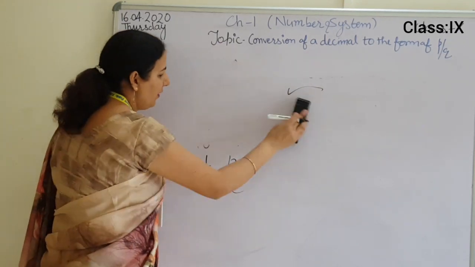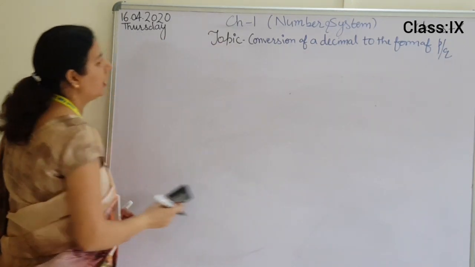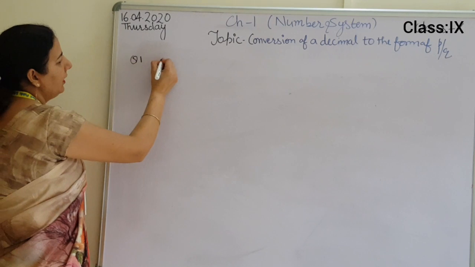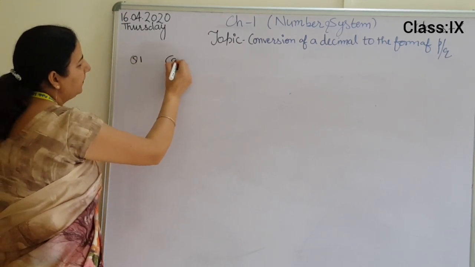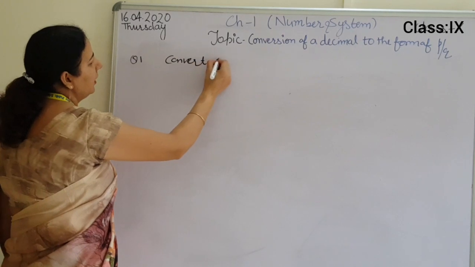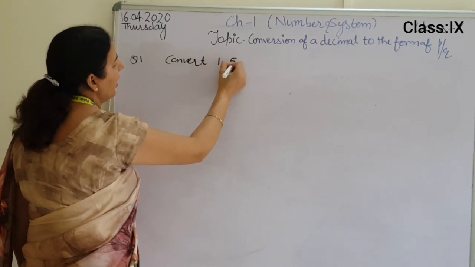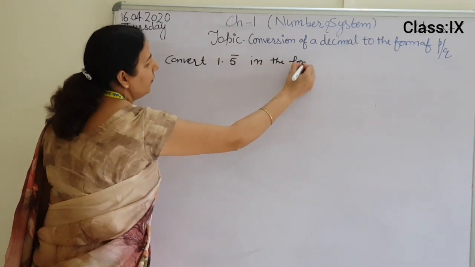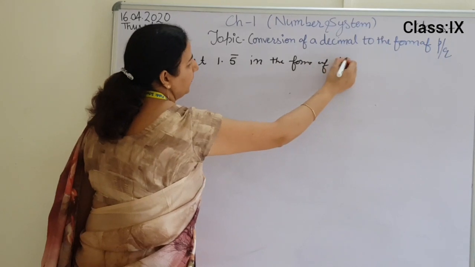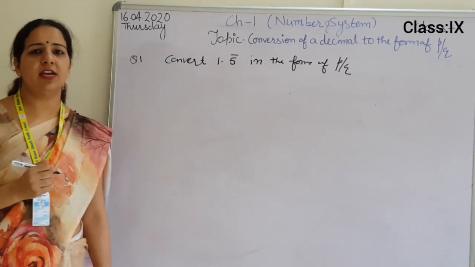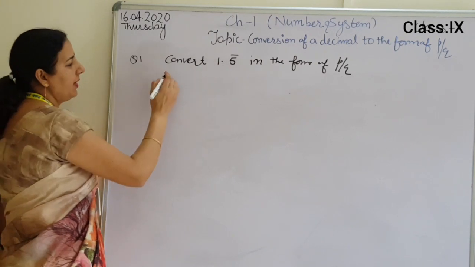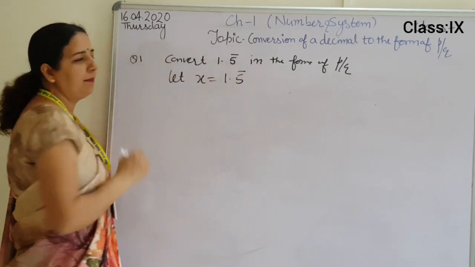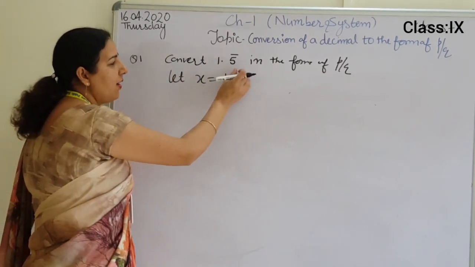So how will we convert the bar decimal in the form of p by q? First, let's convert 1.5 bar in the form p by q. There are some steps that you have to follow. Let this number be x. So let x is equal to 1.5 bar. We are having a bar on one number.